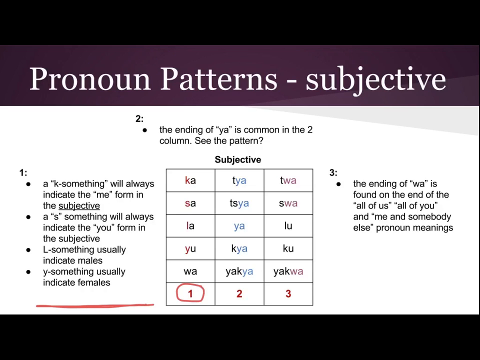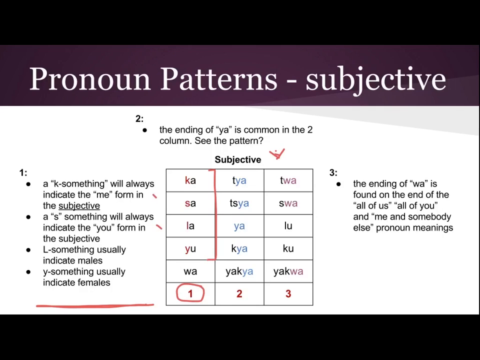And if you notice on the chart, the first letter of most of the patterns in this first column are a different color. That's because those are patterns that are going to be found frequently in a lot of other subjective sides of other stems. So generally when we make this statement, we're talking about subjective sides of all stems. And so a K something will always indicate me in the subjective, and that is a pattern for any stem.